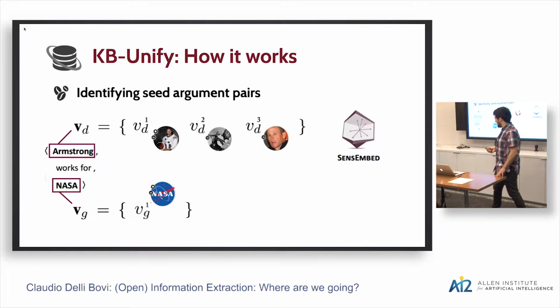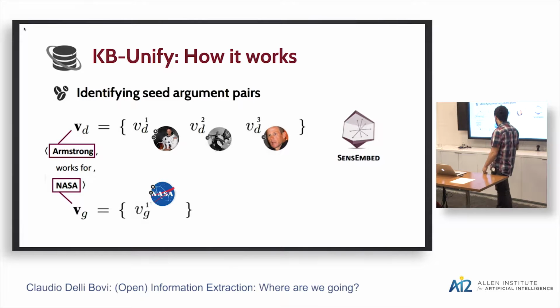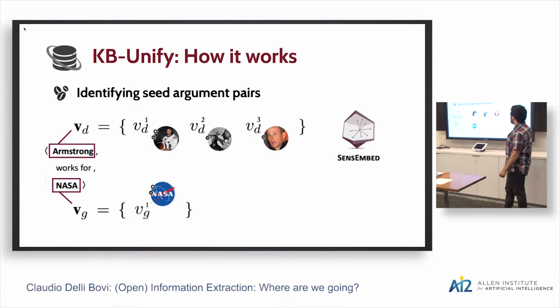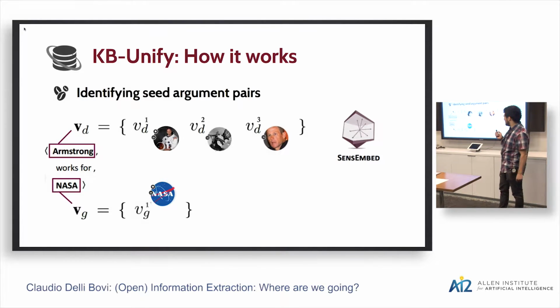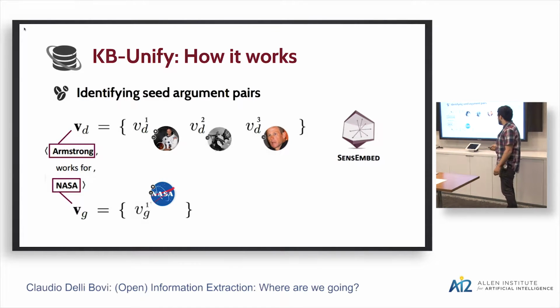So first, let's go with point 1. How do I identify seed argument pairs? Let's take the previous example, Armstrong was for NASA. You have 3 candidates for Armstrong, and let's assume that NASA is unambiguous. For each candidate, we retrieve the corresponding vectors using SenseEmbed, and then we just compare pairwise. I mean, we look at all the possible pairings of candidates: VD1 with VG1, VD2 with VG1, and VD3 with VG1.